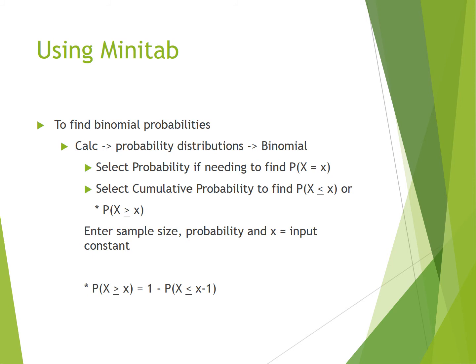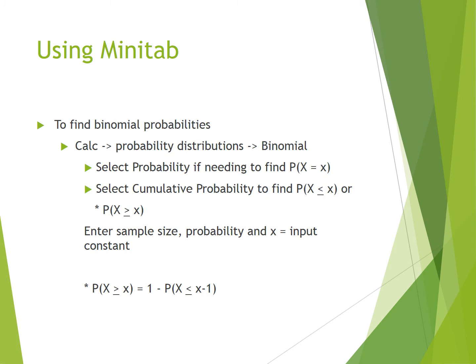At the top you see probability, cumulative probability, and inverse cumulative. We in this class are never going to use inverse cumulative, so we're just going to use probability and cumulative probability. You select probability if you're looking for the probability that x is equal to an individual number, and you select cumulative probability if you're looking to find the probability that x is less than or equal to x, or greater than or equal to x.